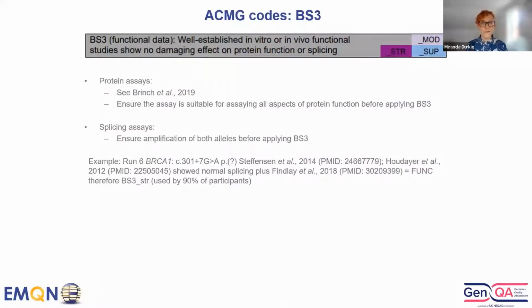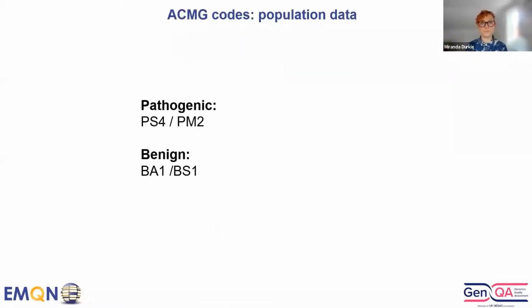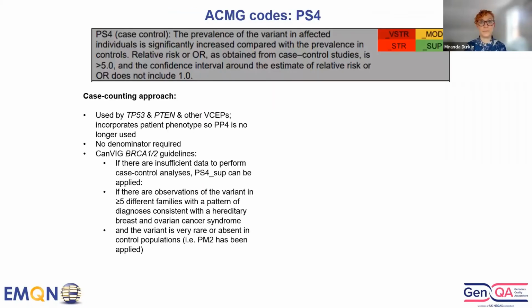PS3, I'm going to skip over for the sake of time, opposite to PS3 really, and move on to population data. I know this causes a lot of questions and can be quite a complex area, so hopefully you're going to find this helpful. In the original Richards et al. paper, the PS4 code was really designed to be used for case control studies where the prevalence of the variant in affected individuals was significantly increased compared to the prevalence in controls.